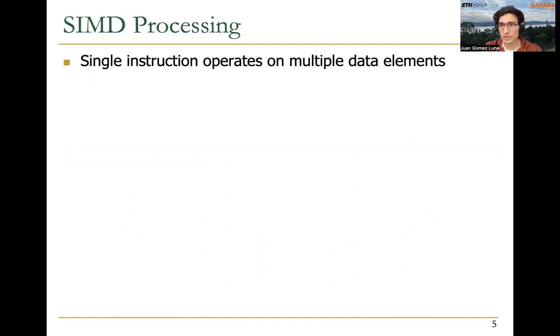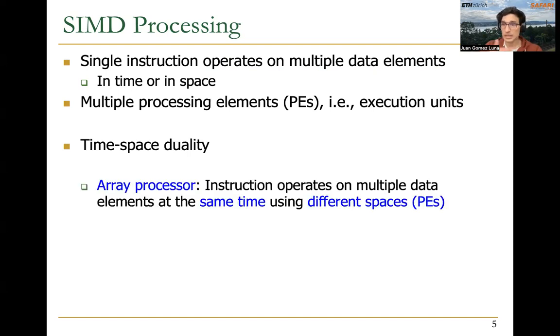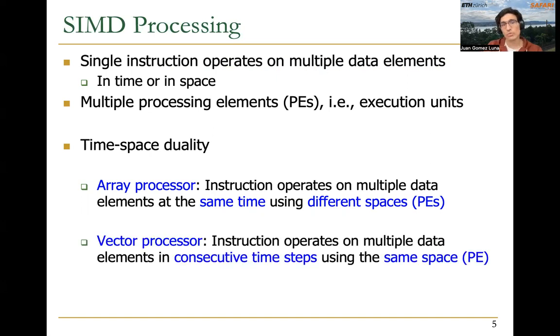First of all, SIMD processing, remember, is a single instruction operating on multiple data elements, and this can happen in time or in space. We are going to assume that we have multiple processing elements or execution units, and this time-space duality basically defines the two types of SIMD processors that we can have. The first one is the array processor, where one instruction operates on multiple data elements at the same time using different spaces. And the second one is the vector processor, where a single instruction operates on multiple data elements in consecutive time steps using the same space.